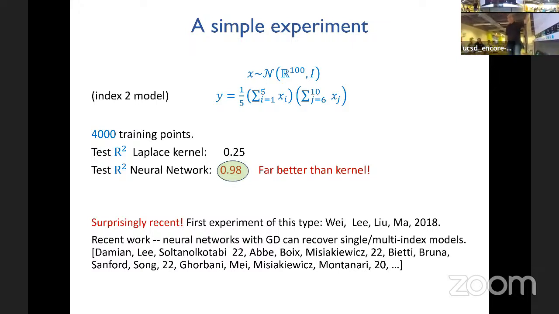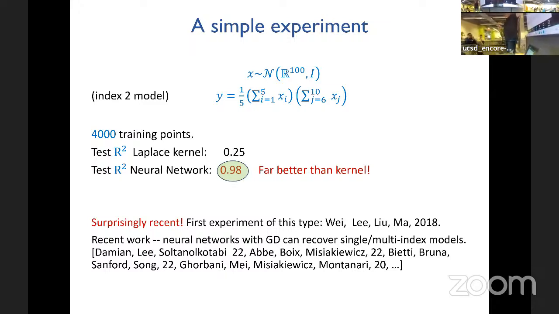You take X from a normal distribution in dimension 100 with identity covariance. And now Y is simply the following: I take the sum of the first 5 coordinates and multiply it by the sum of the next 5 coordinates. This is what's known as an index 2 model. What is an index 2 model? Well, if you think about what this does, if you know these directions, which are just the sum of the first 5 coordinates and the sum of the next 5 coordinates, then you can do a projection onto the span of these 2 vectors. That would be a rank 2 operation.